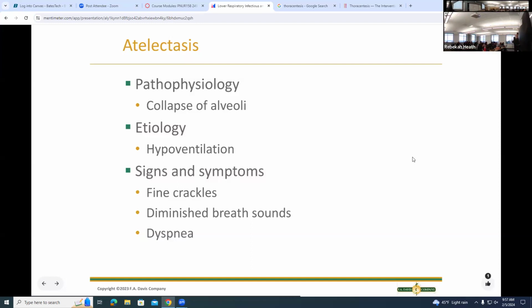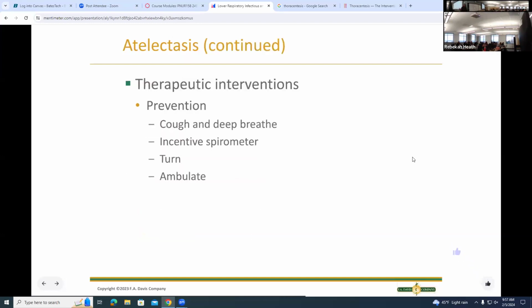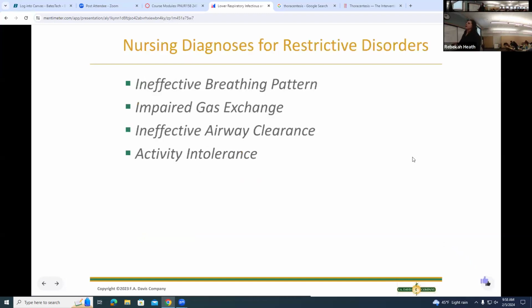They're going to have diminished breath sounds, right? Because if they have atelectasis, they're not moving air in those alveoli, so we're not going to hear a whole lot. We really want them to cough and deep breathe. We're going to have them use incentive spirometers. We really want them to ambulate. Why do we have them ambulate? Exactly, right? We're going to be breathing deeper. We're going to be having bigger breaths the more we're moving.